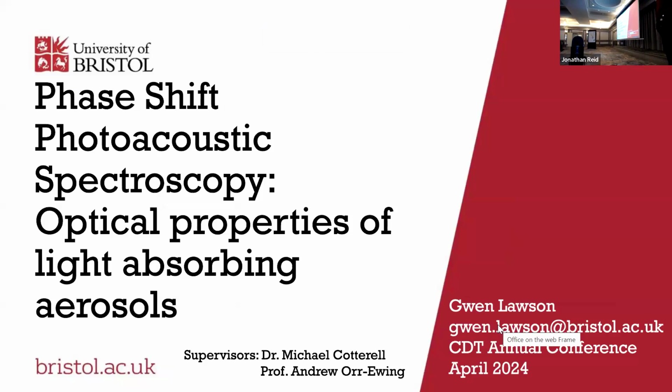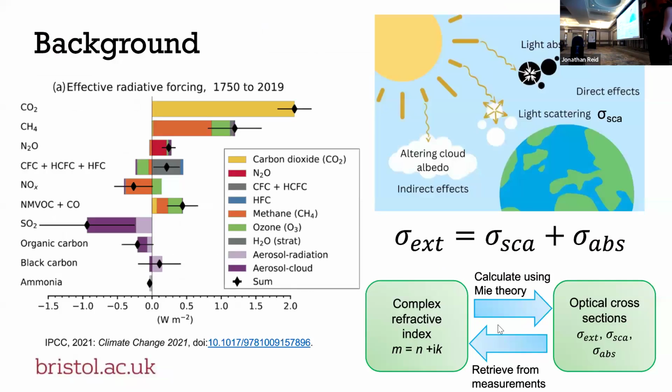Yeah, thanks. So hi everyone, I'm Gwen and I'm going to talk to you a bit about my project looking at the optical properties of light absorbing aerosols here in Bristol. So just to start with a bit of background, aerosols in the atmosphere can interact with sunlight both directly through absorption of light or scattering of light, and there are also indirect effects such as altering cloud albedo.